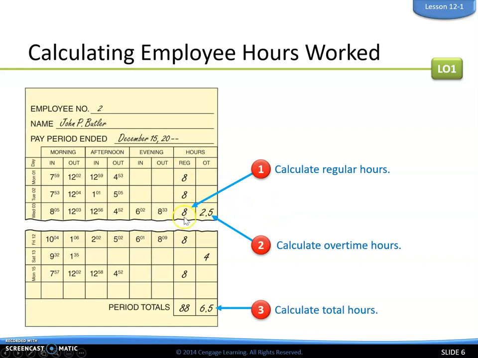After we calculate the hours per day and then the overtime hours, we're then going to calculate our total regular hours. So those are those 8-hour days. And then we're also going to add up any overtime hours.